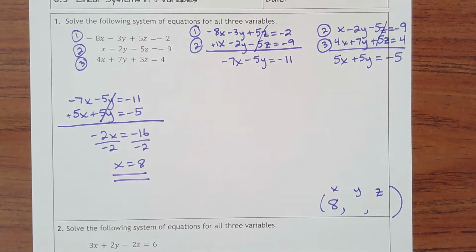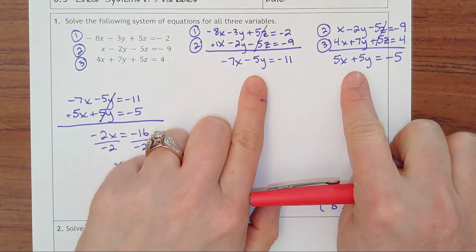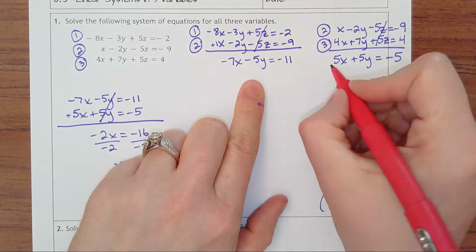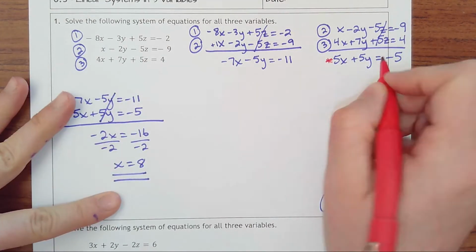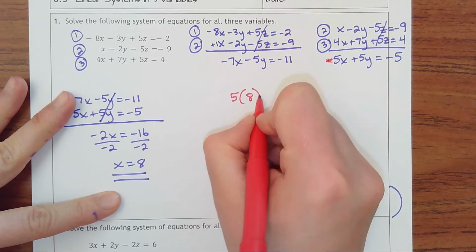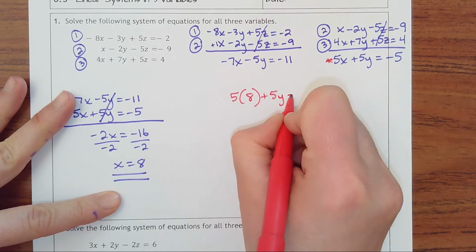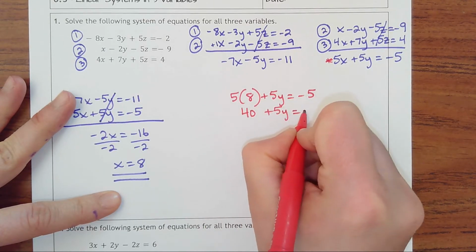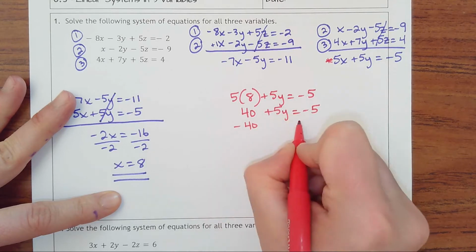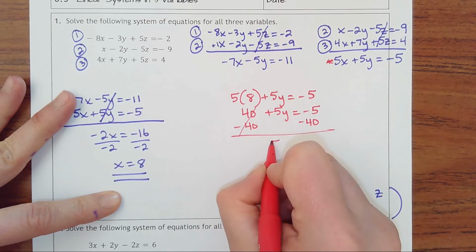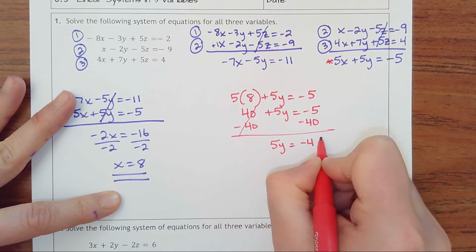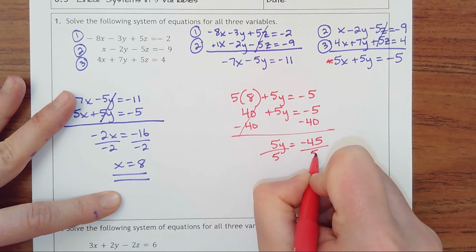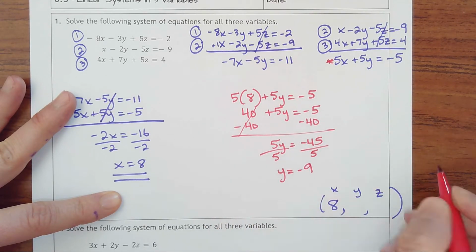You're taking this answer and plugging it into one of the equations that only had 2 variables. So that's either this guy or this guy. I like this one better. So I'm going to take this one and replace x with 8. That would be 40. I'm solving for y, so I'm going to subtract 40 and divide by 5. So y is negative 9.